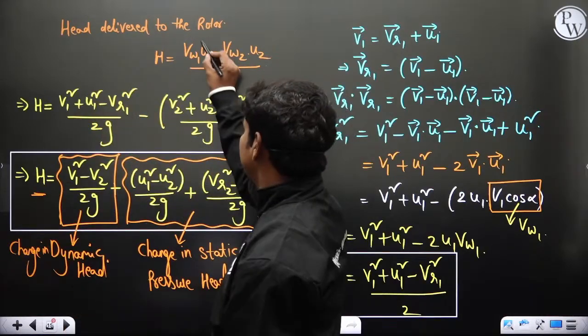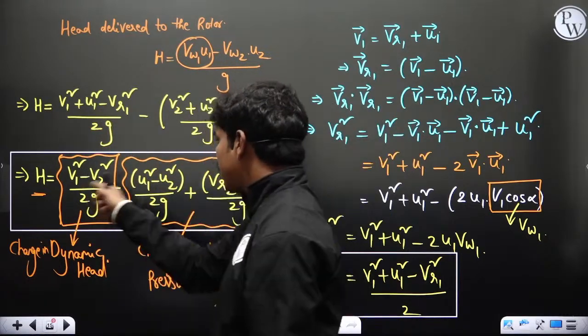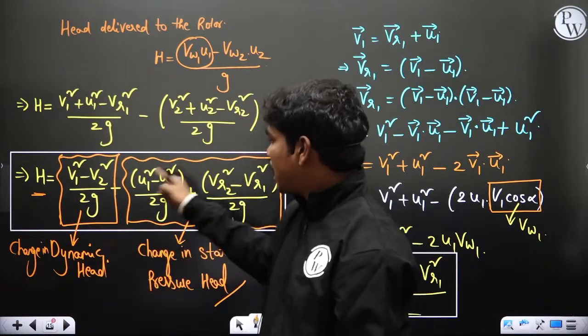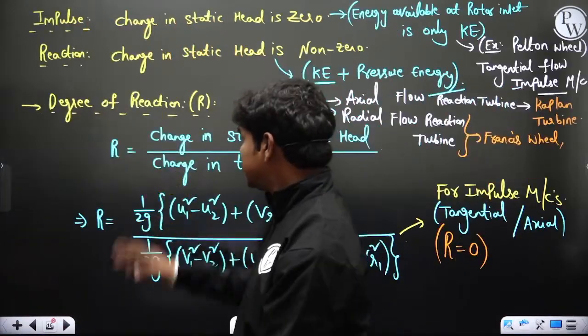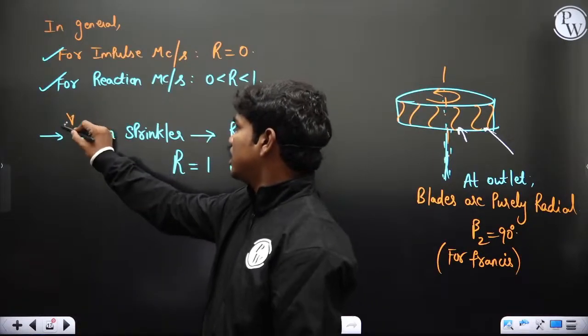Okay, so how this VW1 U1 can be converted to this term, I have explained here using a dot product example, and I have shown you. Now this is directly due to the change in dynamic head or the kinetic head of the fluid, and this is in the pressure head. Okay, and if you see certain differences, I have defined the degree of reaction. Then this is one common example that we see.